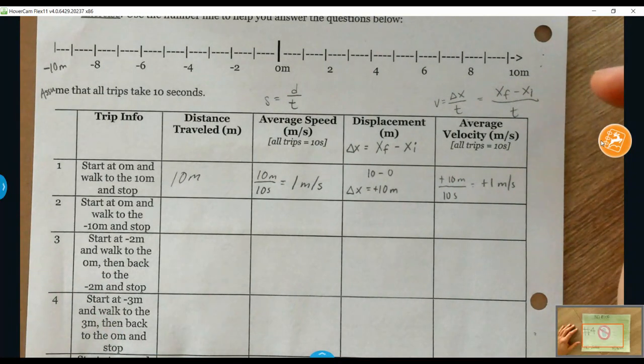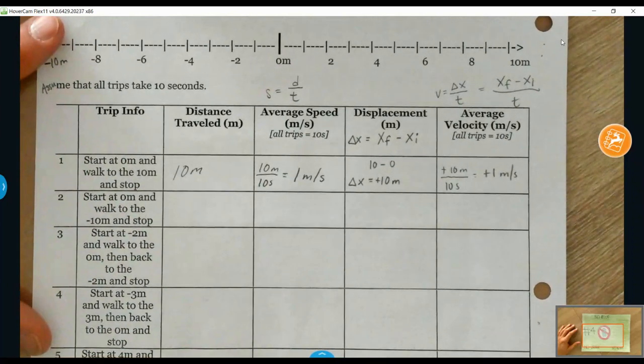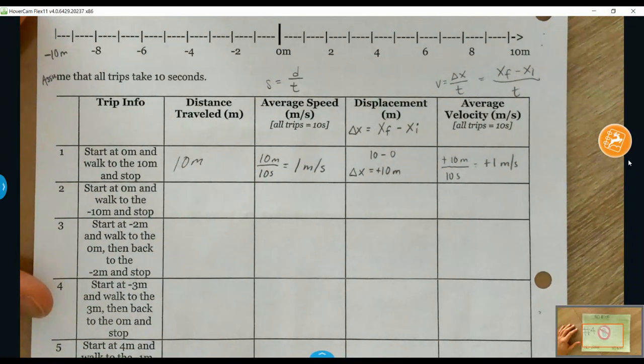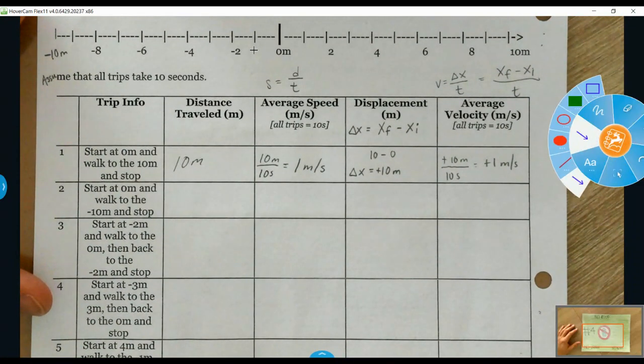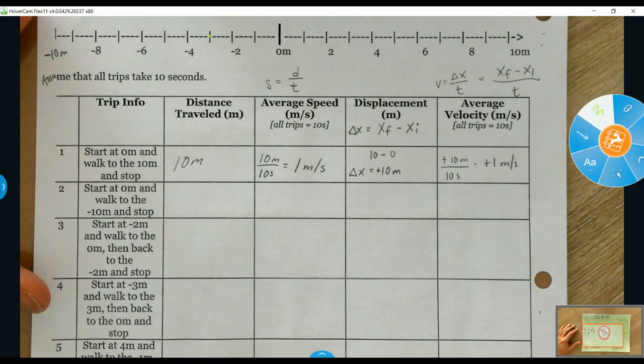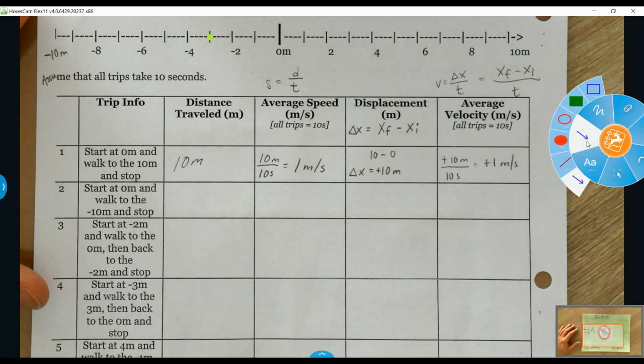All right, but let's take a look at something that's a little bit different. How about number 4? So number 4 is saying we're going to start here at negative 3 meters, right there. Now, what does it tell me I do? Starts at negative 3 and then walks to where? Positive 3. So 1, 2, 3, 4, 5, 6. This is positive 3.